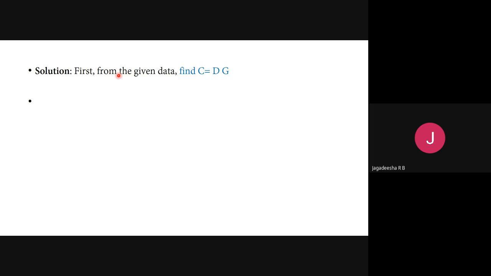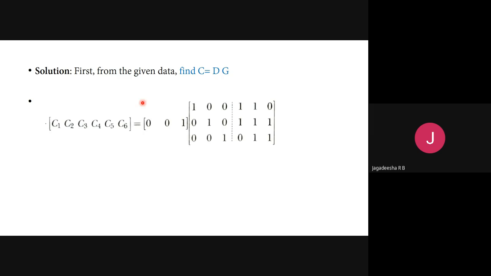First, from the given data, can we find the code word at the encoder? C is equal to D into G, or D multiplied by G. Data we know. G, fortunately, is given in the question. C consists of how many elements? C will consist of 6 elements because it's a 3,6 encoding system. 3 bits of data have to be converted into 6 encoded bits.